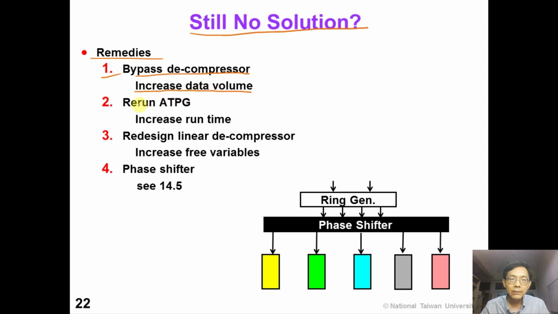This would increase the data volume. The second remedy is that we can rerun ATPG. We change our test pattern. This would increase our runtime. The third remedy is that we can redesign our linear decompressor. We increase the number of free variables. And the last solution is a phase shifter. We can inject a phase shifter between the ring generator and our CUT so that we can shift the phase of the output. For more details, you can see chapter 14.5.